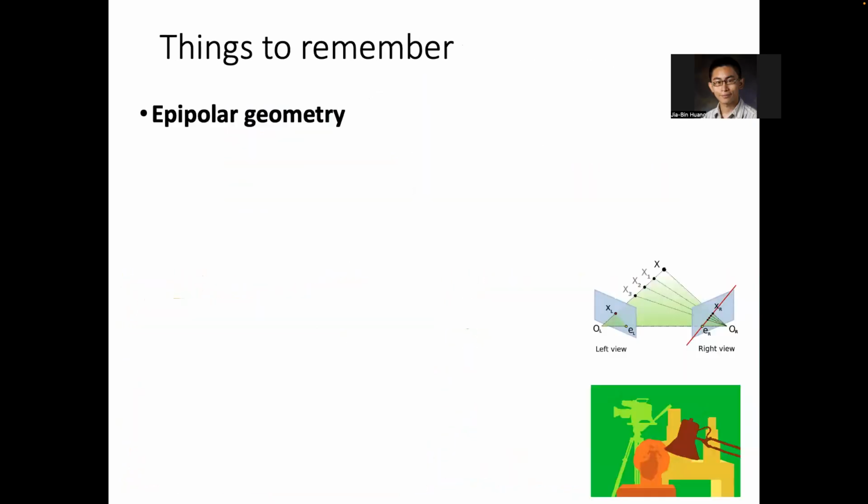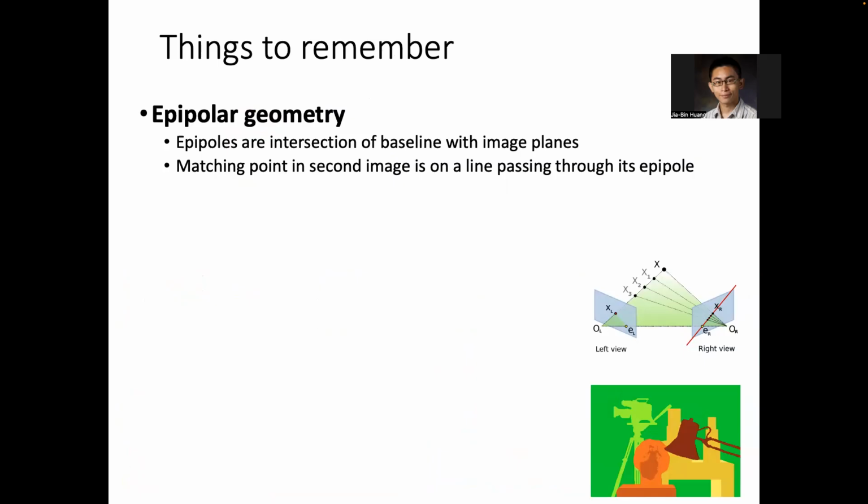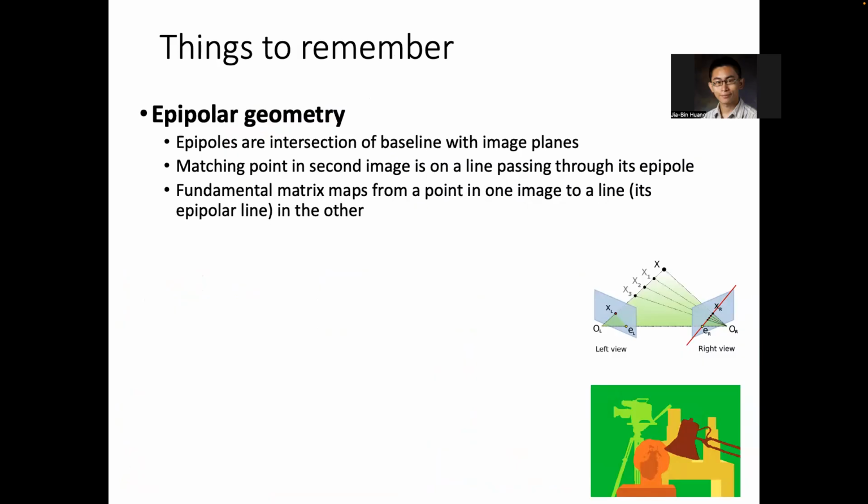Okay, so let's quickly recap. Things to remember: epipolar geometry. There's some terminology that you probably want to remember. Epipoles are the intersection of the baseline with the image planes, and the matching point in the second image lies on a line passing through its epipole. The fundamental matrix maps one point: if I give you the xy location of one point, the fundamental matrix basically brings you to the line in the second image, and the other way around. You can solve for the fundamental matrix using matching pairs, and you can recover the rotation and translation.